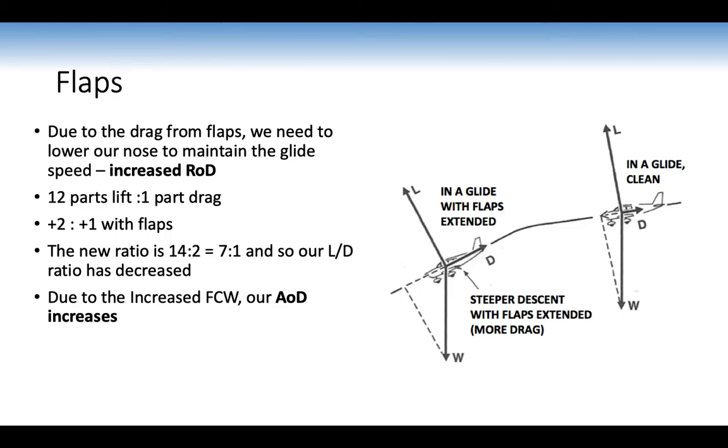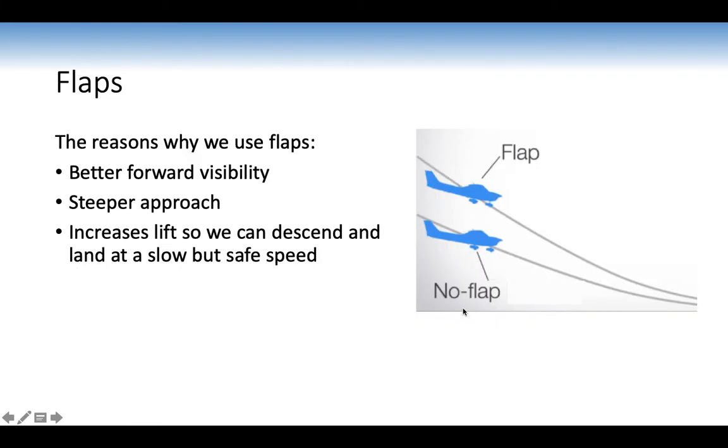Due to the increased forward component of weight, our angle of descent increases. So this is our forward component of weight without flaps. And then with flaps, we need a lower nose attitude to maintain that same speed, so our forward component of weight increases as well. But we use flaps all the time, and that's because it gives us better forward visibility coming in during landing, allowing us to see the runway and traffic. And if we have a field and we're too high, it's a steep approach. We can make the start of the field, increase the lift so we can descend and land at a slow but safe speed, so we don't use much runway.